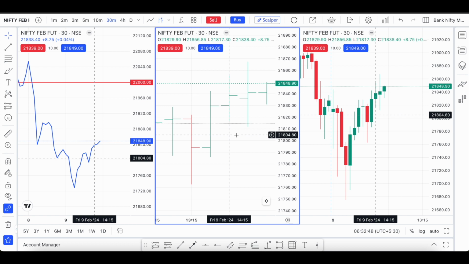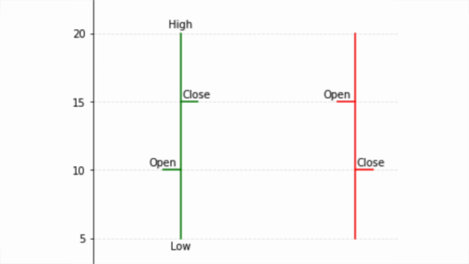Now in the bar chart, what can we get? Compared to the line chart, the bar chart provides more information like open, high, low and close. You can clearly see this, and along with that it also gives you the color coding as well.